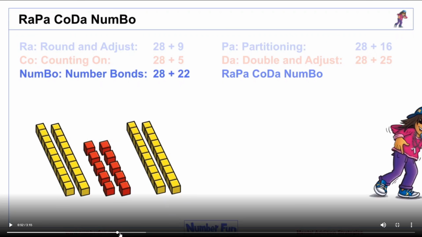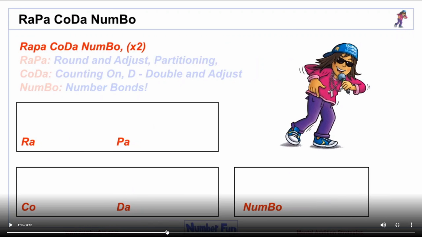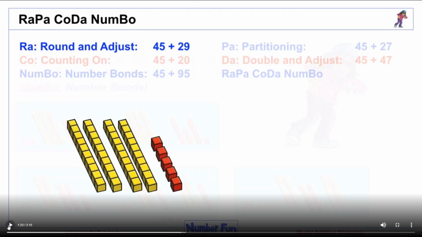As it progresses and you see the next number that comes on, just play a little bit, there we go, we get to number 45. So again, I'd be asking the children to do the calculations, 45 and 29, 45 and 27, etc., using the 5 different strategies that it names, and then we check that with the actual video. The great thing is, if you use the backing track version of this on the Number Fun portal, you can choose any numbers that you want, or you can get your children to create their own. Let them create their own version of the Rapa Coda Numbo song.